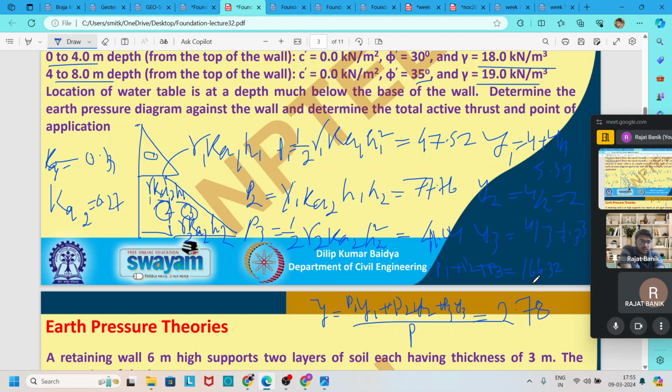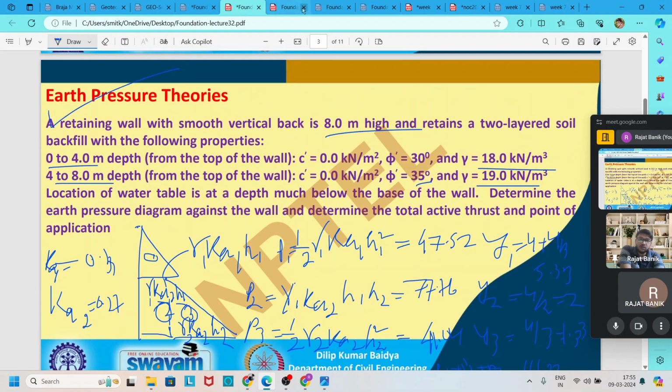And total force is 166.32. So this is the solution of question number 2.